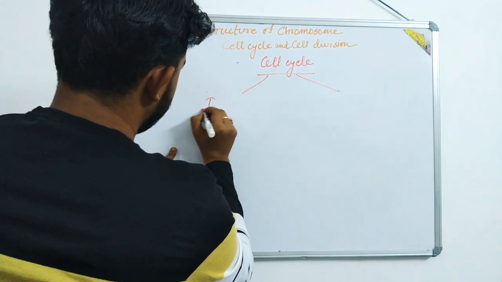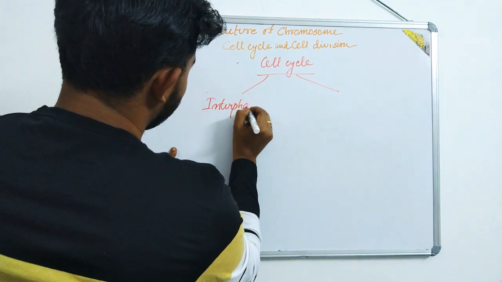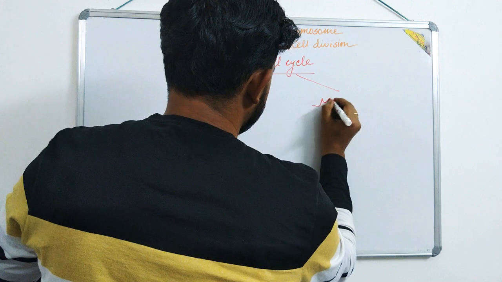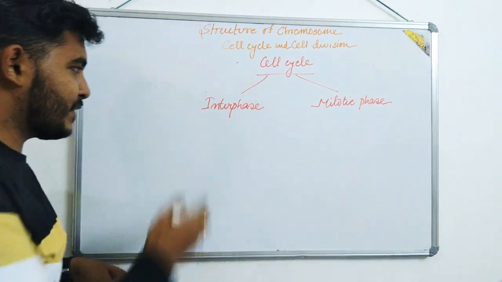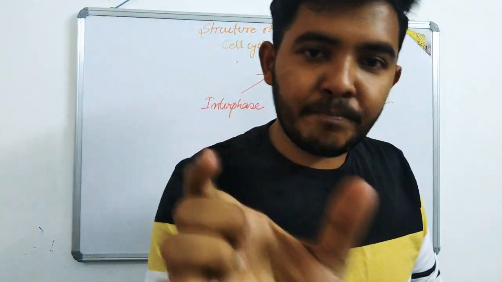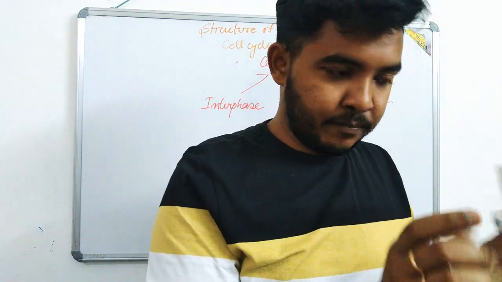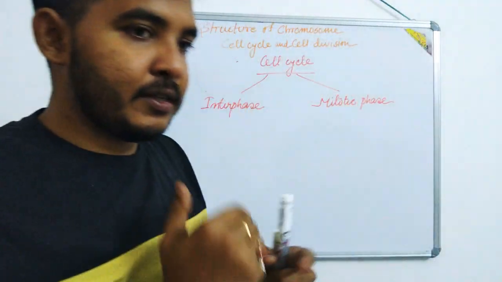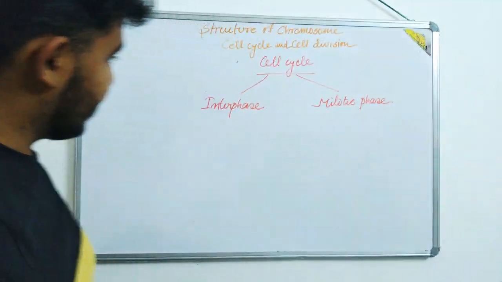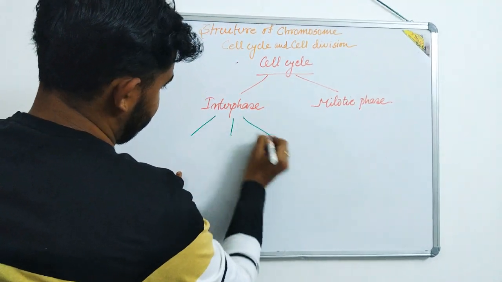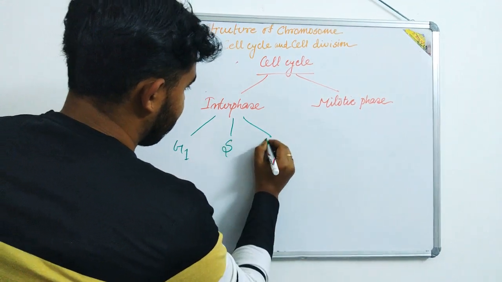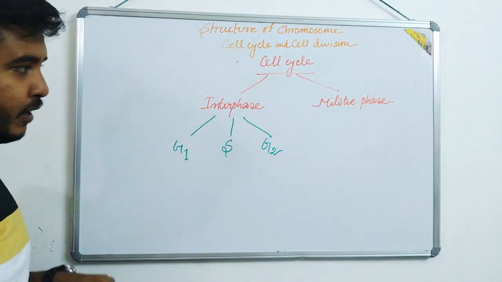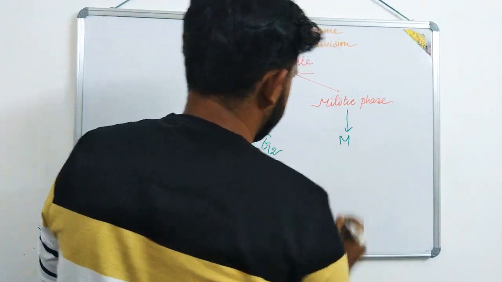One is called interphase and one is called mitotic phase. What is interphase? Phase means some particular span of time inside which some incidents happen. The interphase is again divided into 3 key steps: G1, S and G2. And the mitotic phase, you can say it is M.